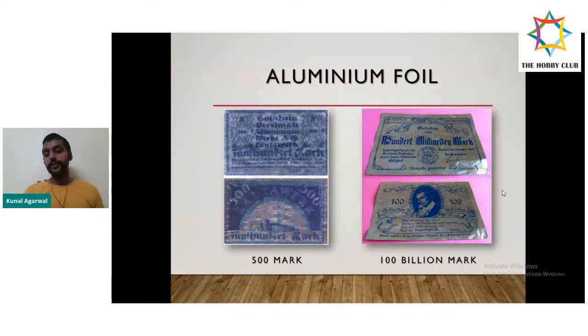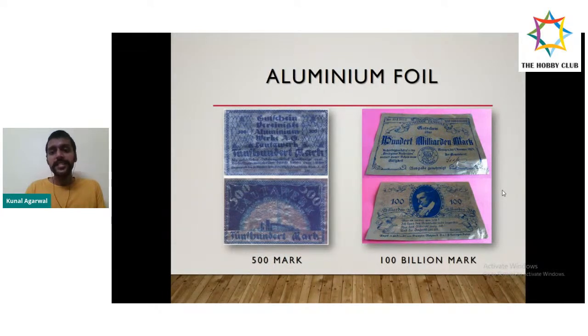Aluminum foil. Now, these delicate notes, like my mom used to wrap my chapatis in aluminum foil and give it to me in my tiffin. And now these are used to print notes. So on the left, you can see a 500 mark aluminum foil note printed in Lauterburg, Germany. So it was printed by a factory, aluminum factory, and used as a payment to its workers.